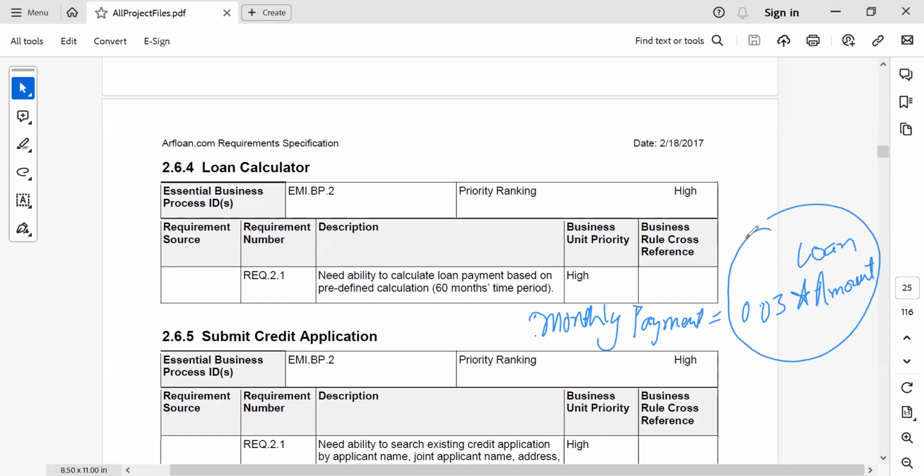So where is the 0.03 coming from? It's 3% of the loan amount. That's the formula we're going to use for the loan calculator. So 3% of the loan amount is your monthly payment. That will be a fixed five-year period, considering a 5% interest rate. So you will use this formula. If I give you this formula, now do you think the requirement is complete? Can you test it? Yes.